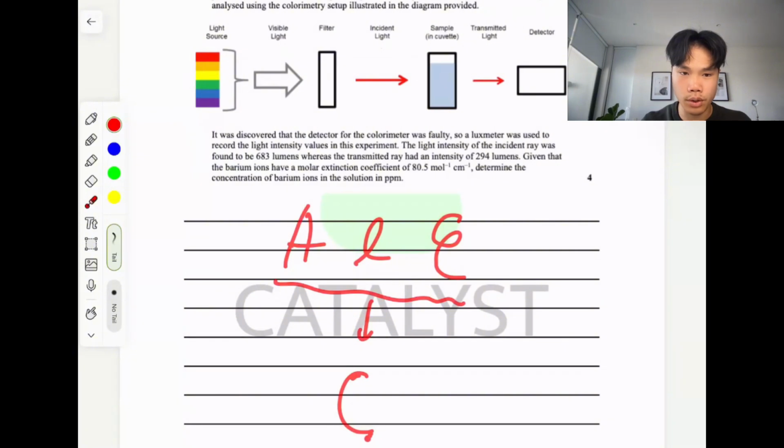So typically concentration is what you're solving for, and absorbance may require you to solve intensity naught and intensity transmitted in order to get to absorbance first. Typically, this is the flow of every response you do for Beer-Lambert law with A equals ELC.